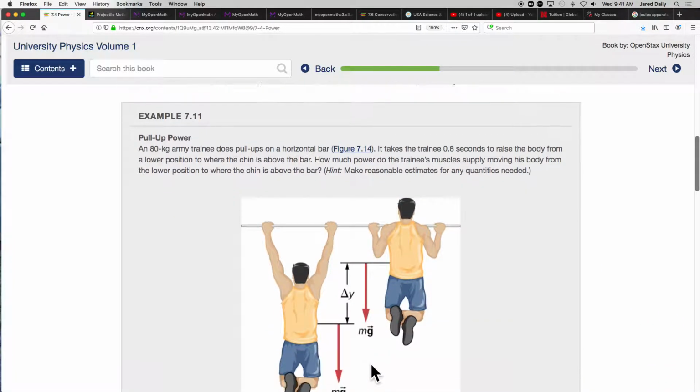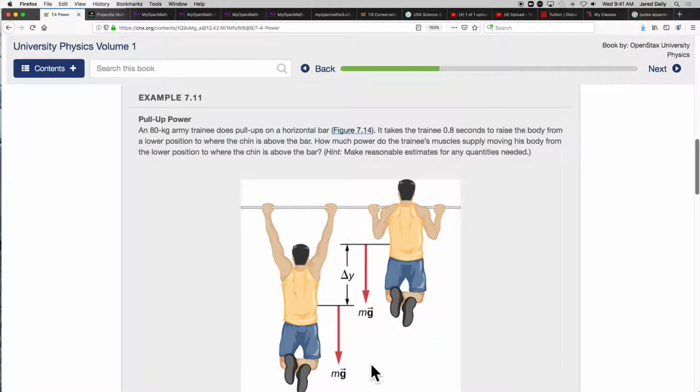For the most part, we're going to use the formula for this instead of doing the calculus. So here we have an 80-kilogram army trainee doing pull-ups. It takes 8.8 seconds to raise the body from the lower position to where the chin is above the bar. How much power do the trainee's muscles apply, moving his body from the lower position to where the chin is above the bar?